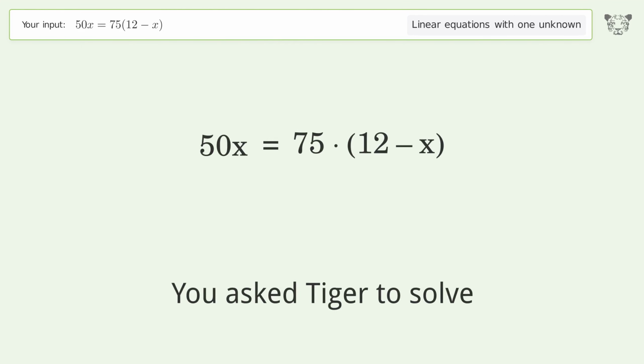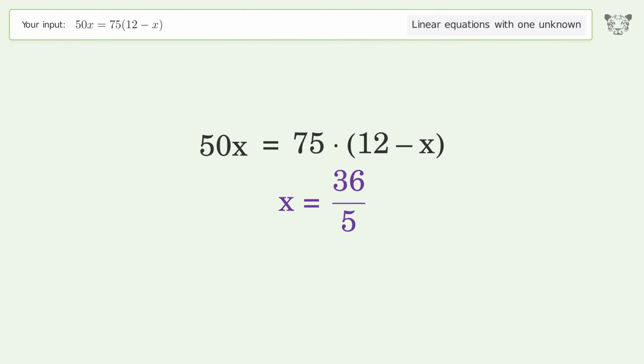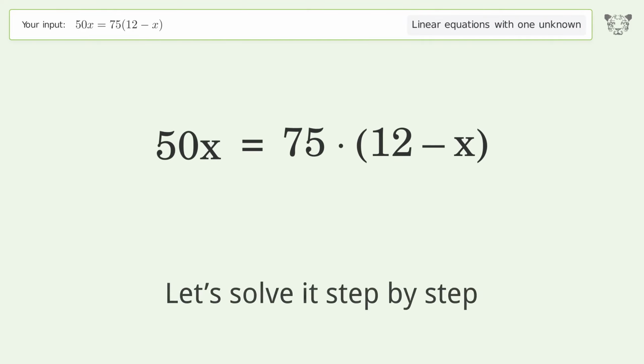You ask Tiger to solve. This deals with linear equations with one unknown. The final result is x equals 36 over 5. Let's solve it step by step.